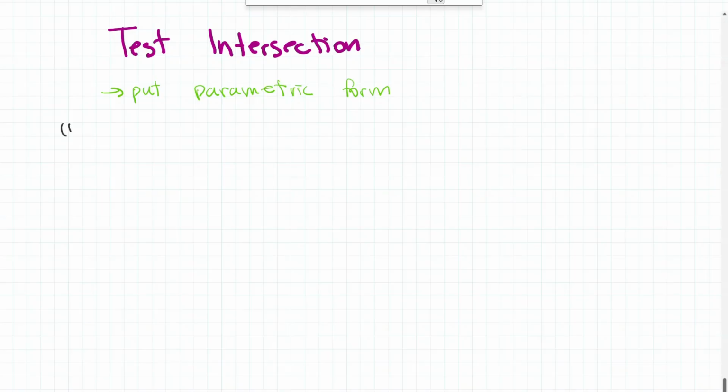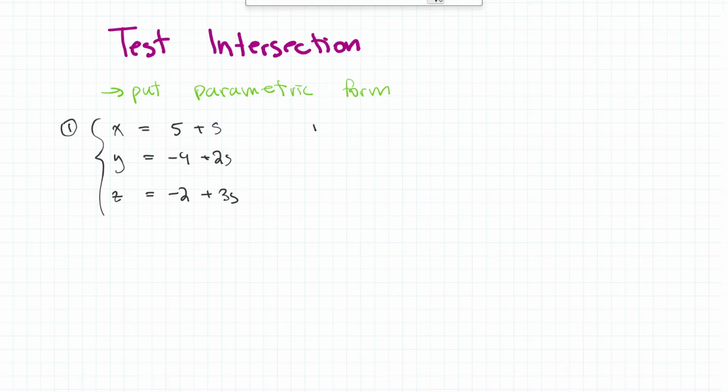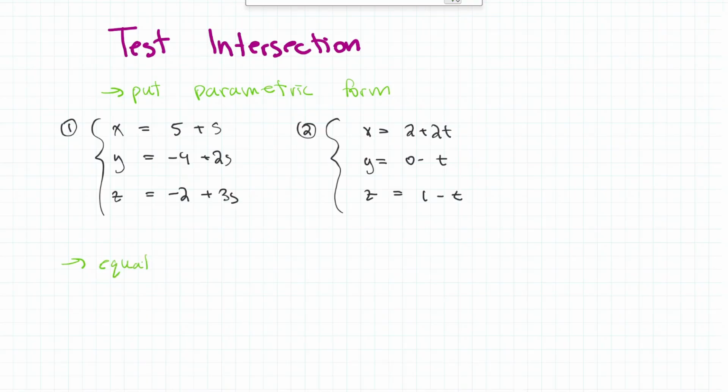So from our line number 1, in parametric form, we just take essentially the first coefficient, the first variable in each of the vectors. So we've got x equals 5 plus s, y equals negative 4 plus 2s, and z equals negative 2 plus 3s. So this is line 1, and now let's check line number 2 in parametric form. We have x equals 2 plus 2t, y equals 0 minus t, and z equals 1 minus t. So now what we want to do is equate x's, y's, and z's.